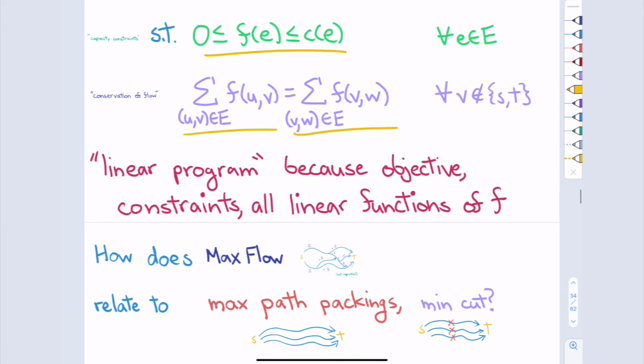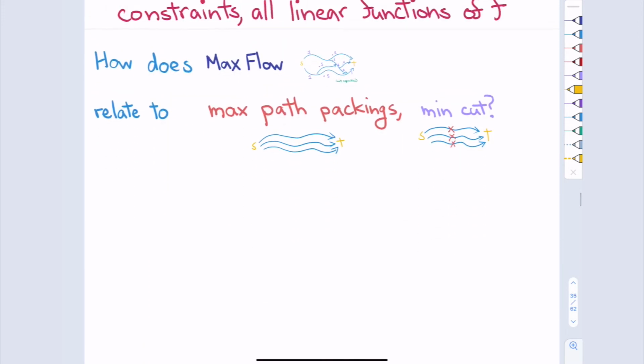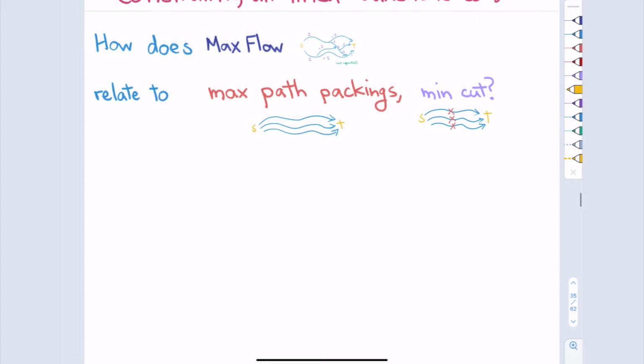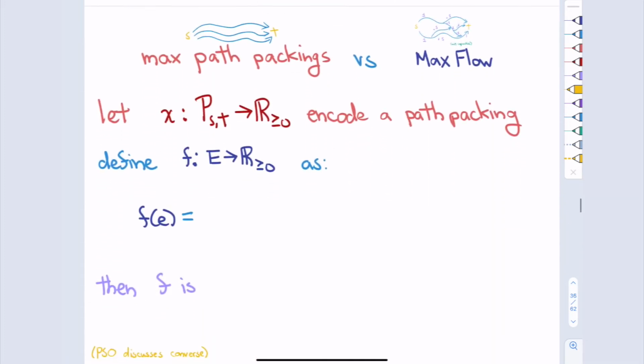Now let's relate max flow to everything that we discussed, in particular to path packings and to the minimum cut problem. The pictures clearly look pretty similar, and the input is the same. We have S and T and capacities. So what's going on? Let's compare path packings to flow. Let X be some kind of feasible path packing. It could be a maximum one.